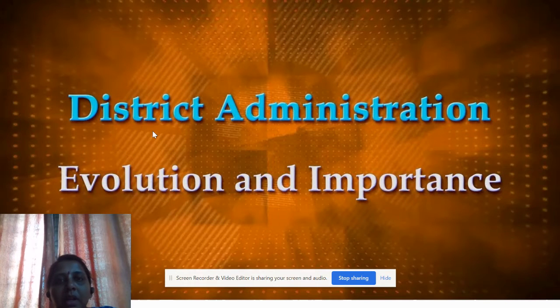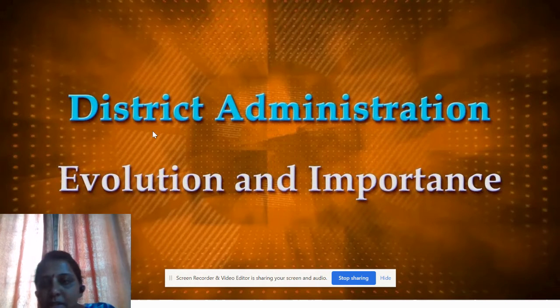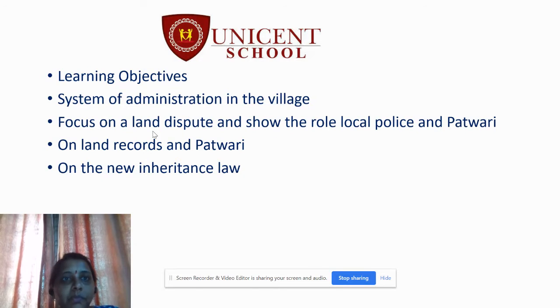As we all know, India is divided into 28 states and 9 union territories, right? These states are further divided into districts, and districts are divided into tehsils or parganas. Okay, so what are we going to learn from this lesson?